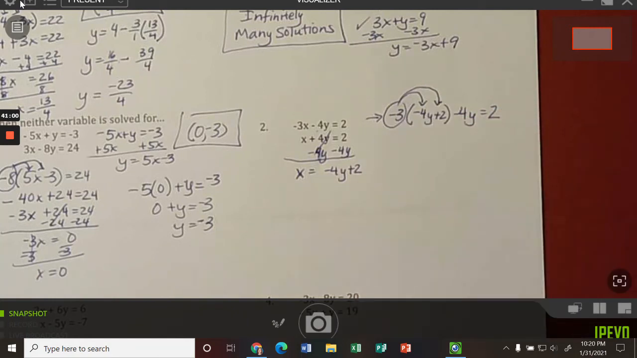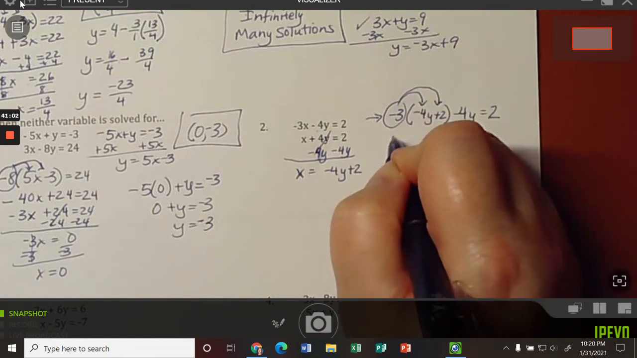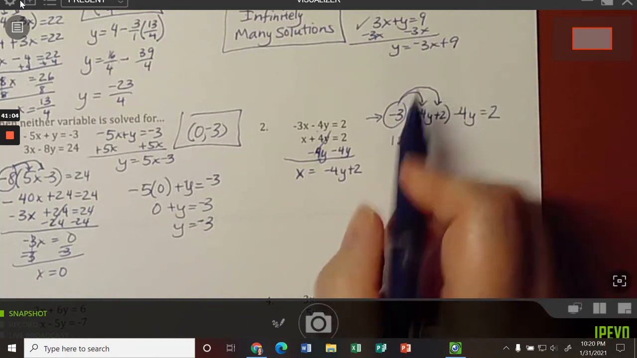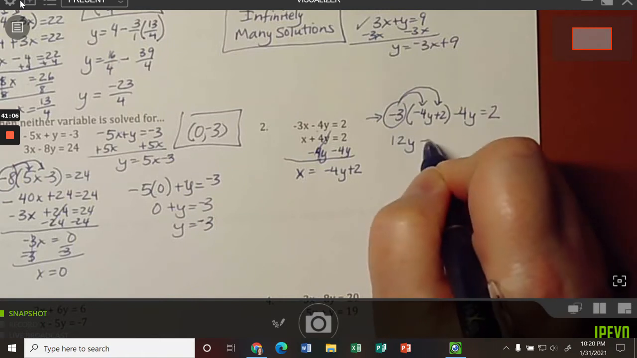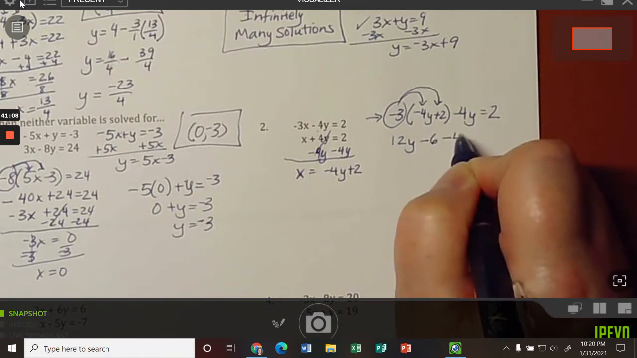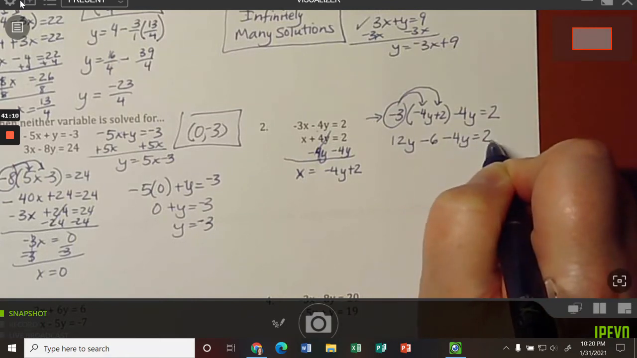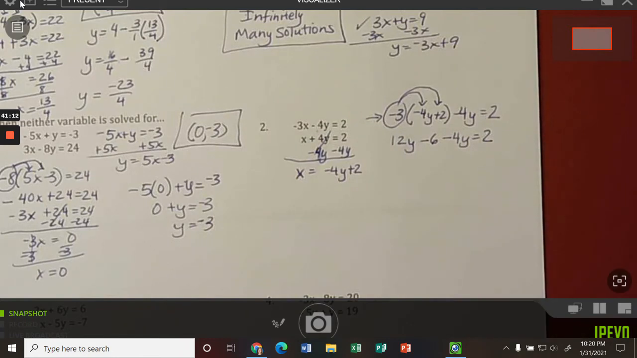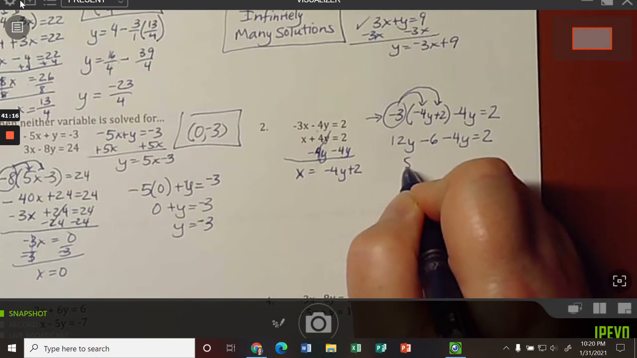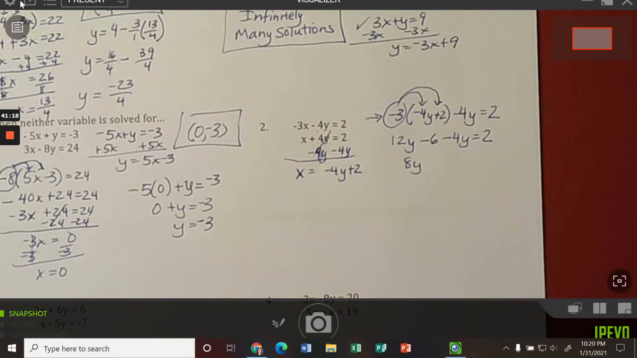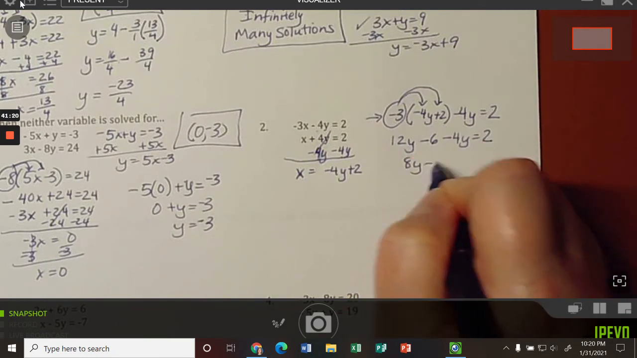Okay, negative 3 times negative 4y is 12y. Negative 3 times positive 2 is minus 6. Bring down the minus 4y equals 2. Then we have 12y minus 4y, which gives us 8y, just combining like terms. And then bring down the minus 6 equals 2.